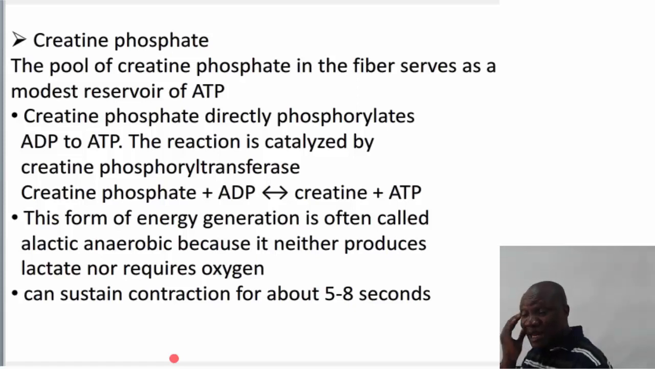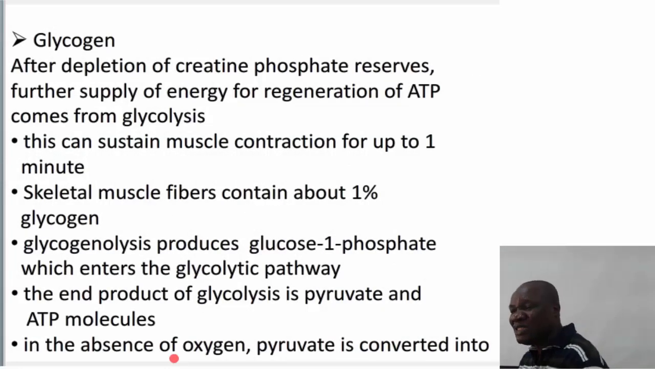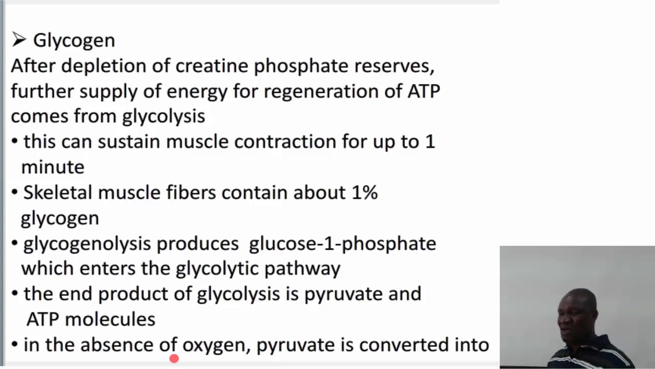Now, is this part clear? Our first source of energy supply, and this source of energy supply is short lasting, 5 to 8 seconds. Now, the second source of energy supply in the muscle is from stored glycogen. In the muscle, about 1% of the skeletal muscle is glycogen. Now, glycogenolysis, the breakdown of glycogen, would produce glucose 1-phosphate, which enters the glycolytic pathway.